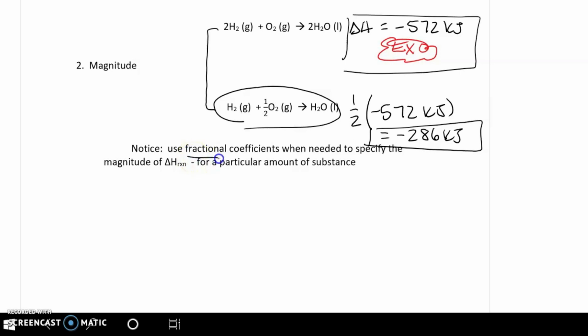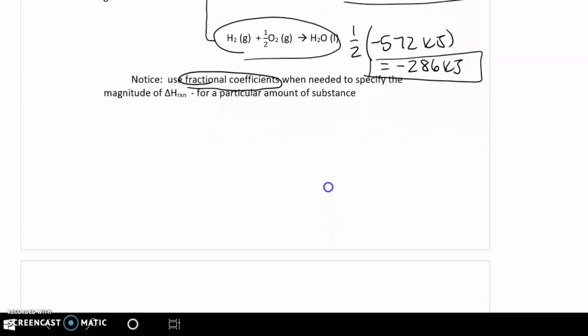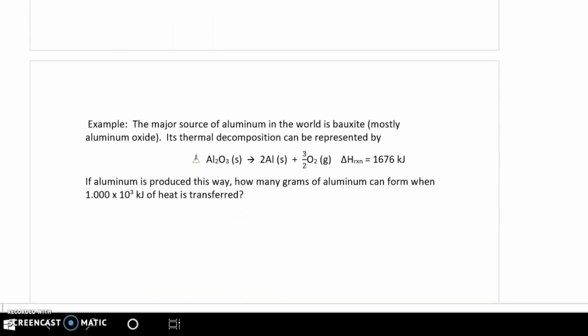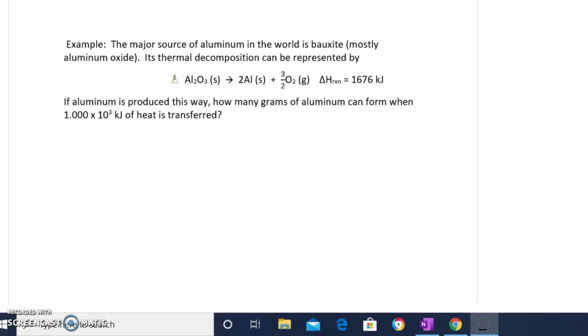And notice here, you guys are going to start to see some fractional coefficients, which we haven't seen a lot of in the past. So let's take a look at an example, mostly aluminum oxide.